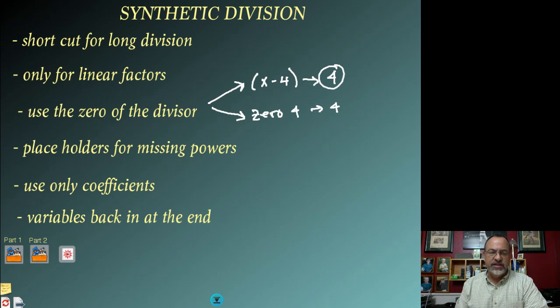You're using the zero, whether you have to figure it out for yourself or whether you're told what it is. The second thing is, remember that we have to use placeholders for every missing power, otherwise this won't come out very well for us. We're going to only use the coefficients, and then once we've done all the dividing, we'll put the variables back in at the end.